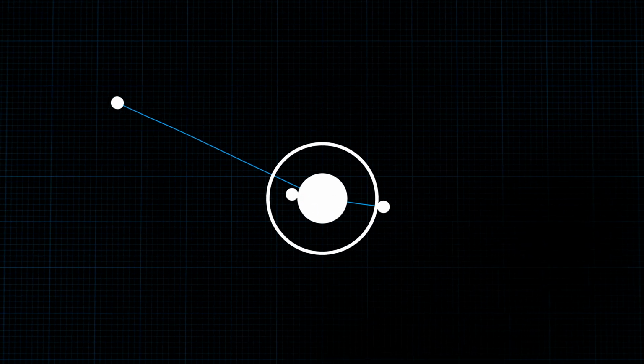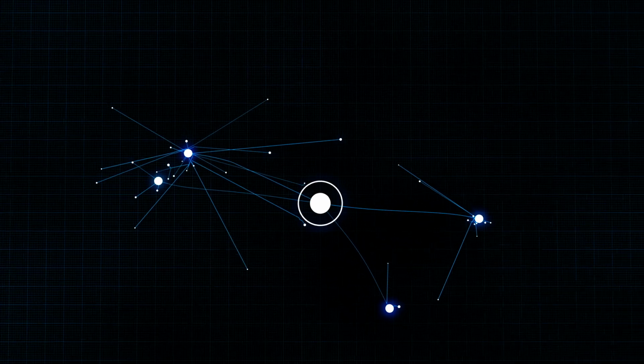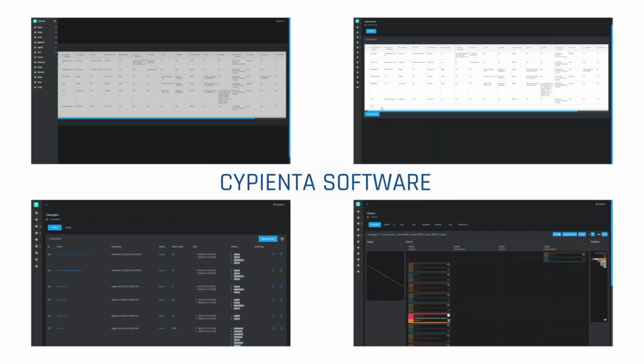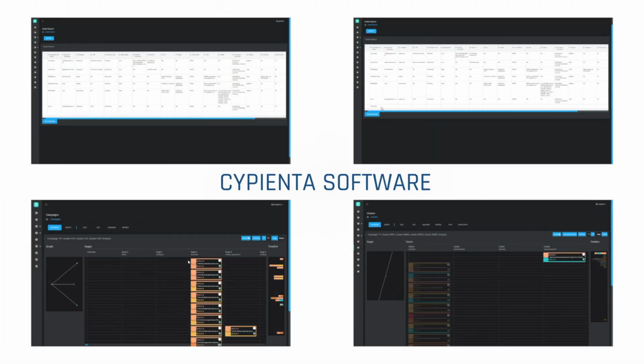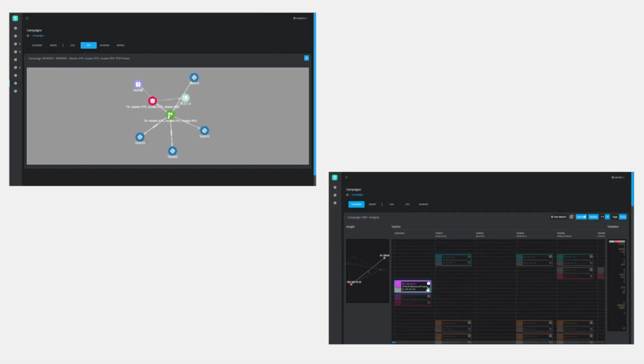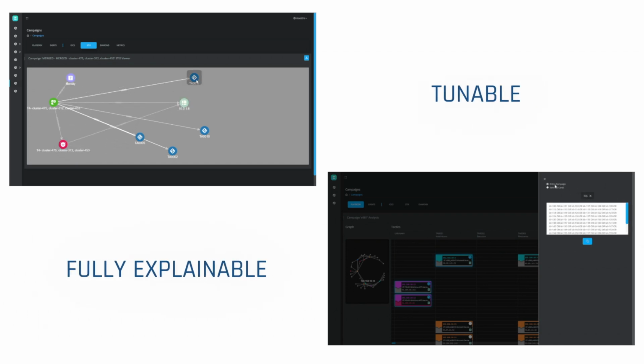Now you can categorize and prioritize interesting attacks away from clusters of false positives and siloed events. Now you have contextualized and correlated detailed threat reports, actionable detection and mitigation insights, and even forecasted incidents. And because you only trust what you understand, Cypienta is fully explainable and tunable.